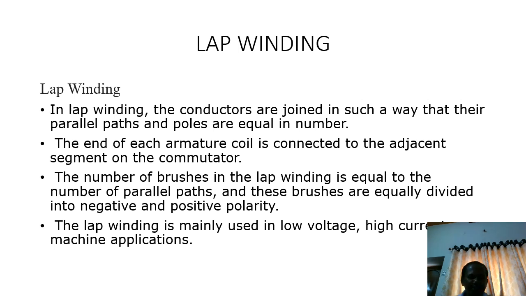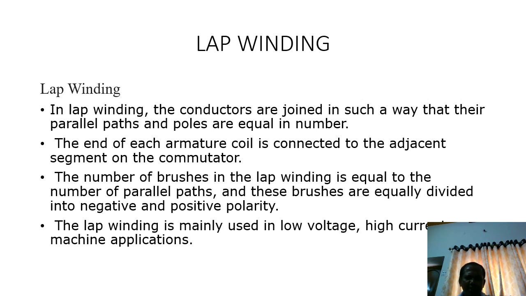So this is the detailed explanation about parts of a DC generator. Next, the types of windings actually used in a DC generator. These are two types: lap winding and wave winding.